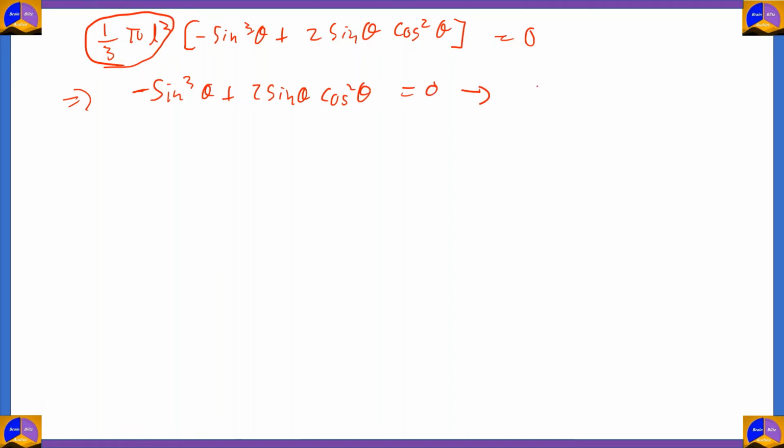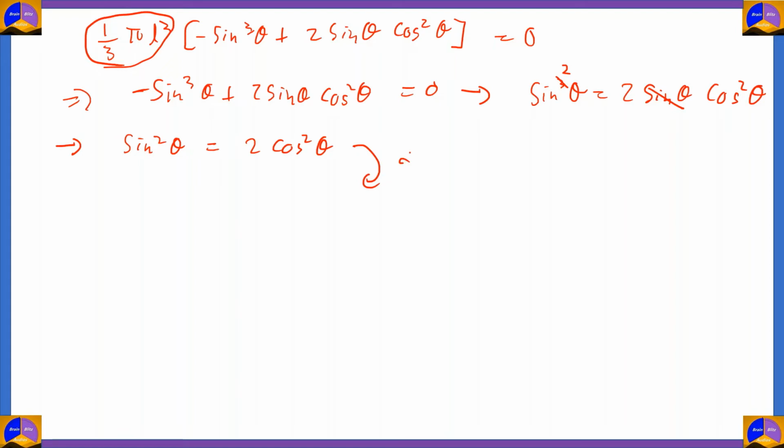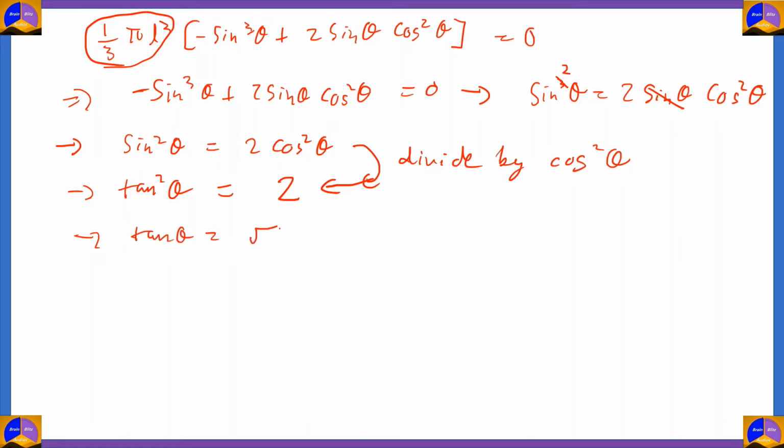And we'll take sine cube theta to the other side, so we'll get sine cube theta is equal to 2 sine theta cos square theta. And so we can cancel a sine theta from here, and so the 3 becomes a 2. So we'll get sine square theta is equal to 2 cos square theta. Now what we do is divide by cos square theta. So that will give us tan square theta is equal to 2. And on taking the square root, we'll get tan theta is equal to root 2. Therefore, theta is equal to tan inverse of root 2. So we found our theta.